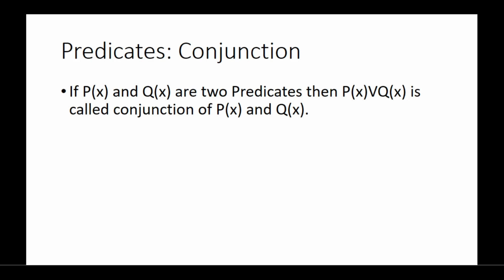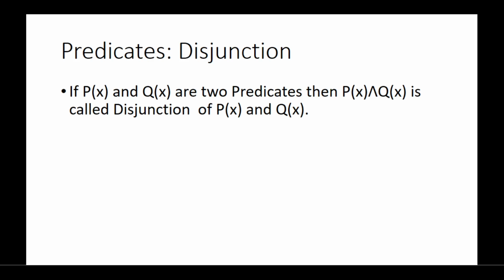So you come across conjunction. If p of x and q of x are two predicates, then p of x and q of x is called the conjunction of p of x and q of x. And if p of x and q of x are two predicates, then p of x or q of x is called the disjunction of p of x and q of x.